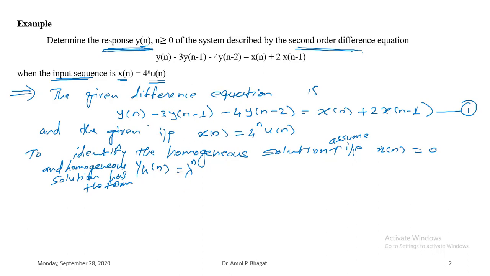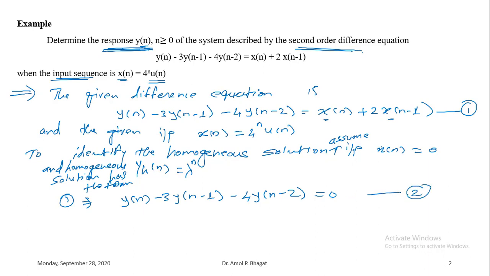So you will represent this given input output equation, the first equation, simply as y of n minus 3 y of n minus 1 minus 4 y of n minus 2 is equal to 0. There are two input terms on the right hand side, x of n and x of n minus 1, and both will be considered as 0 for identifying the homogeneous solution. You can consider this as equation 2.